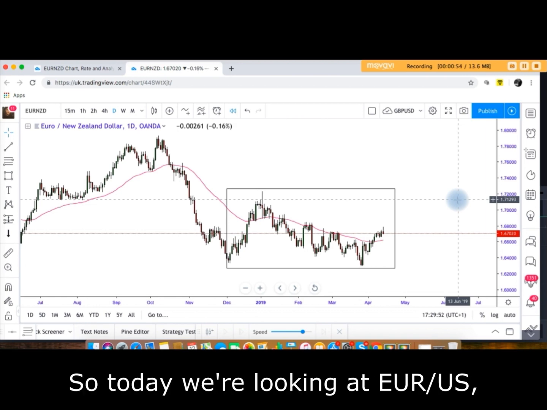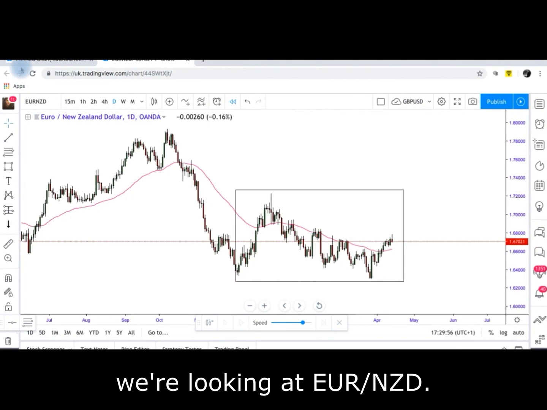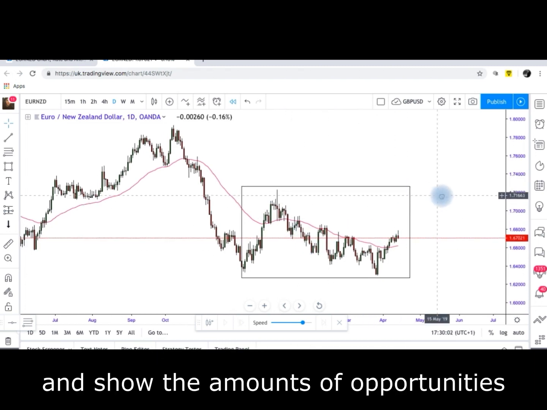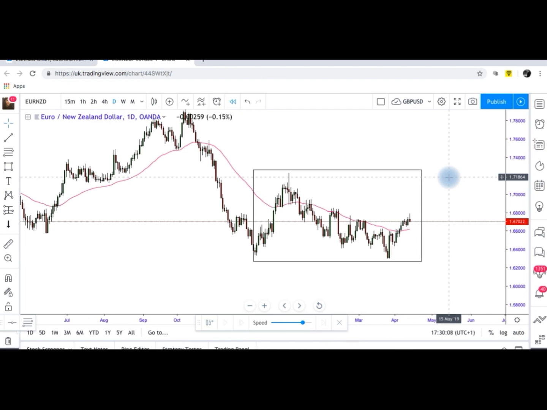So today we're looking at not EURUSD, we're looking at EURNZD. I want to go through this part of price action and show the amount of opportunities and how you could have traded those as price was progressing.